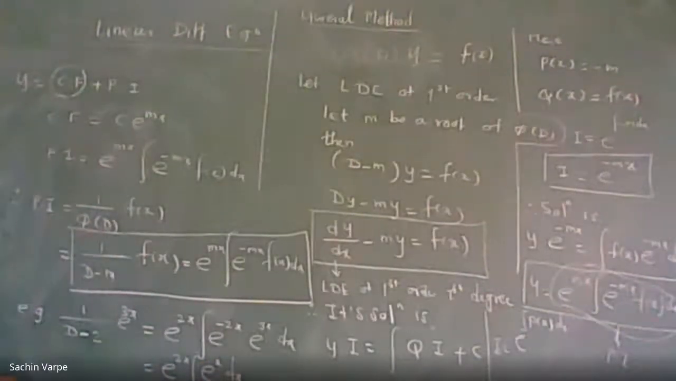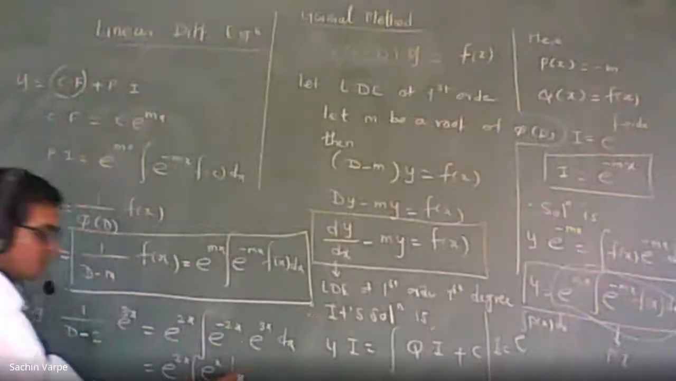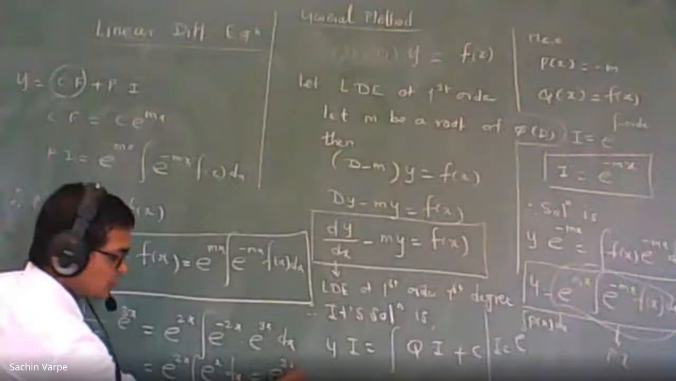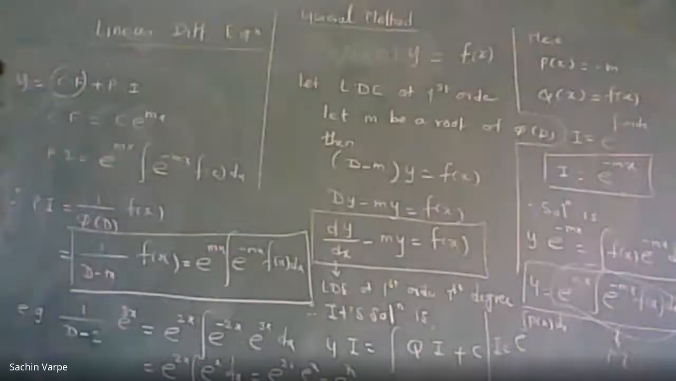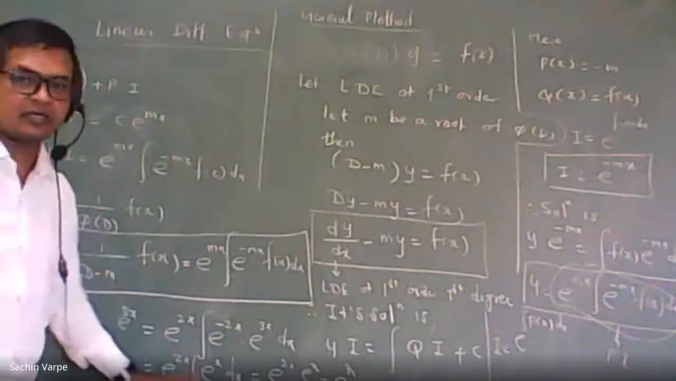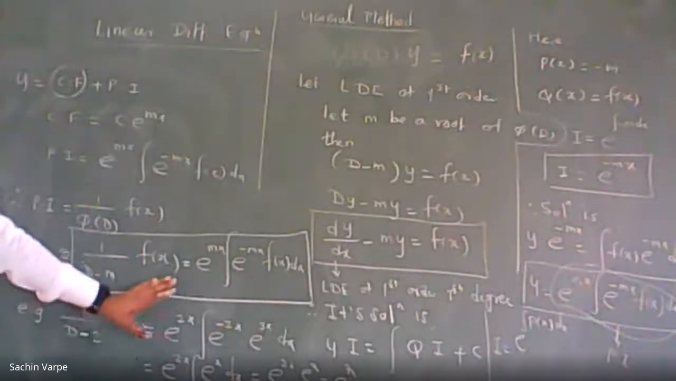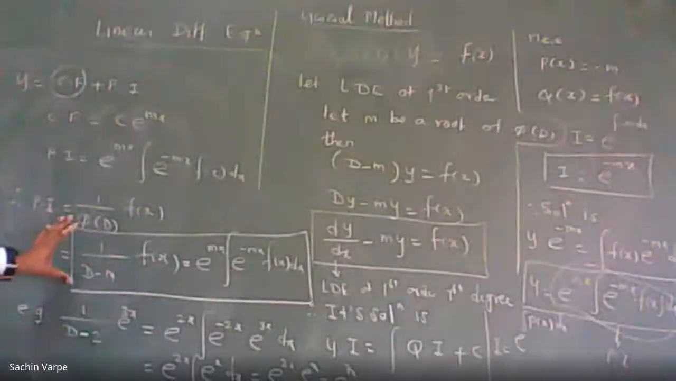And what is integration of e raised to x? e raised to x. So that is e raised to 2x into e raised to x, that is e raised to 3x, right? And that is the value of the particular integral in this case. Is it okay with the formula? Okay. So that is a very important formula.